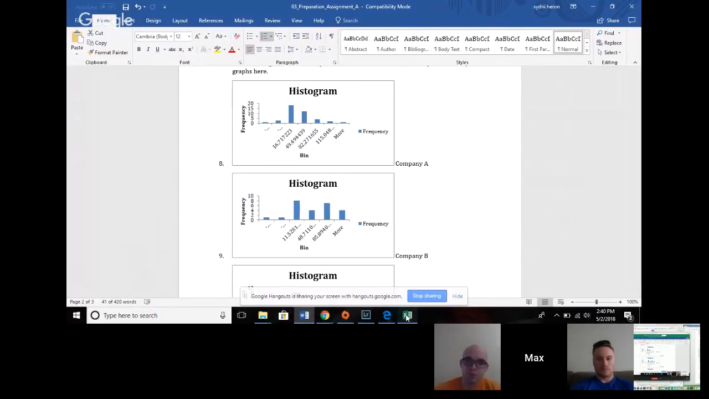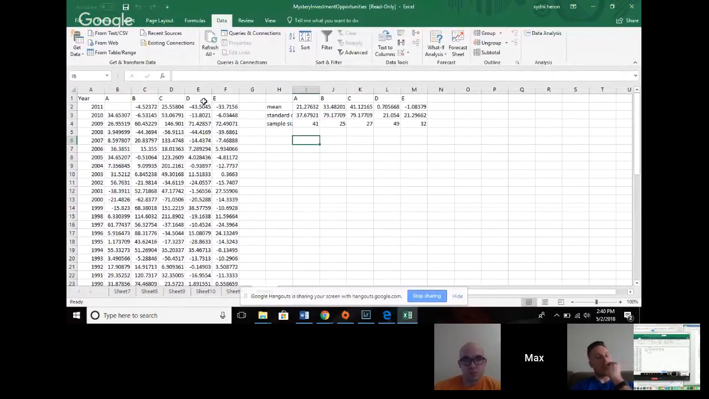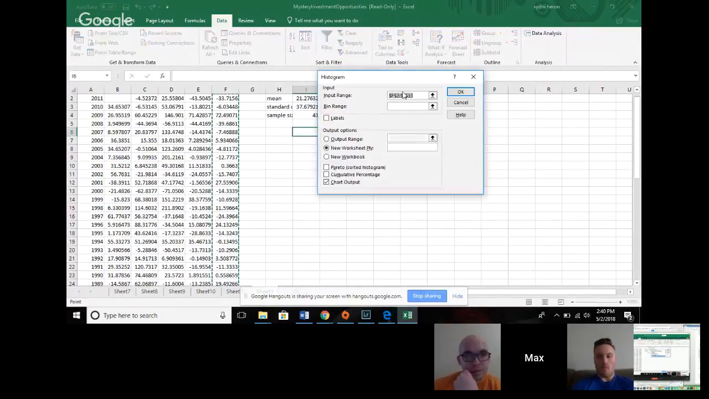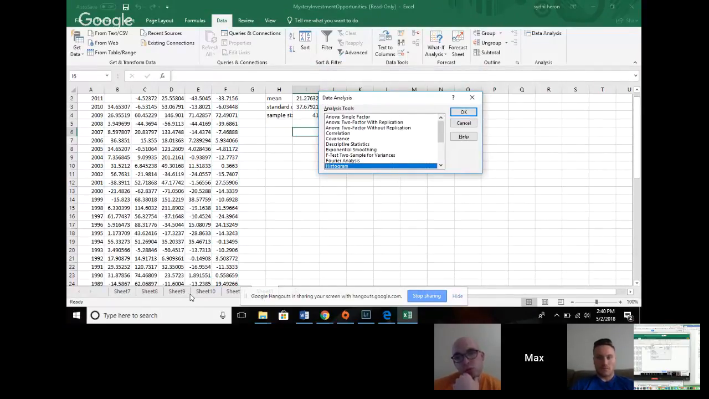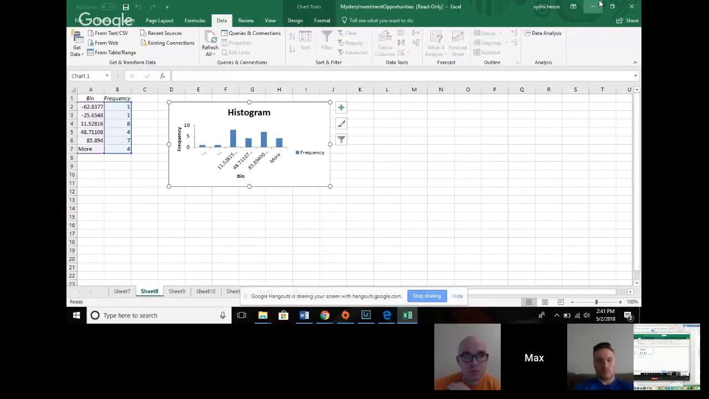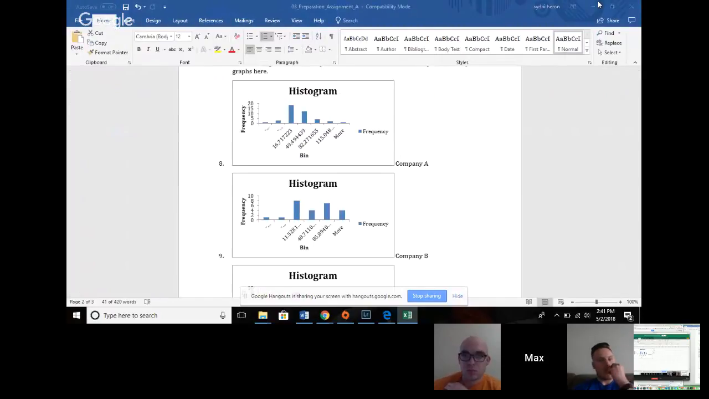Basically, in Excel, you hit Data Analysis, and there's Histogram right there. You click OK, and then it inputs the range. I don't know what the bin range was, so I just left that blank, because I did try it with the dates and it looked really bad. I just did it as is, and then it outputs something. That's kind of how I did that.